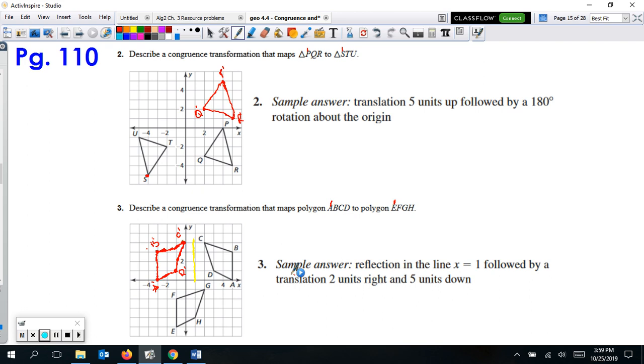Again, sample answer. Same thing up here. We could have probably done the rotation first and then did the translation. That would have worked as well. There might have even been a reflection that we may have been able to do that could have worked in there, but they say, okay, this is probably the easiest way to do it.